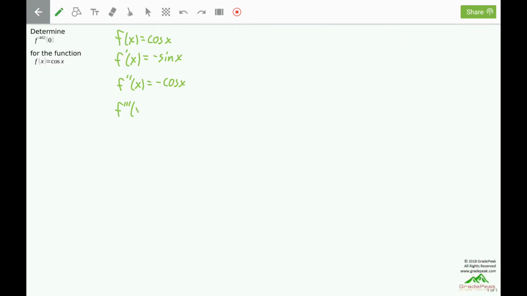The third derivative will be, the negative comes along, the derivative of cosine is negative sine. We have negative times that, so that will become positive sine. And then the fourth derivative will therefore return back to cosine, and it will start the cycle all over again. What that means is that every fourth derivative, and we can generalize that by saying f to the 4n of x, will be cosine of x, where n is a positive integer.